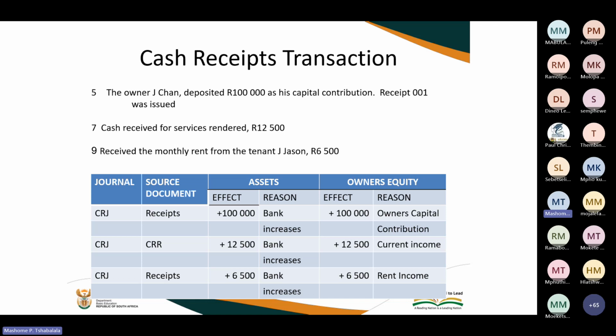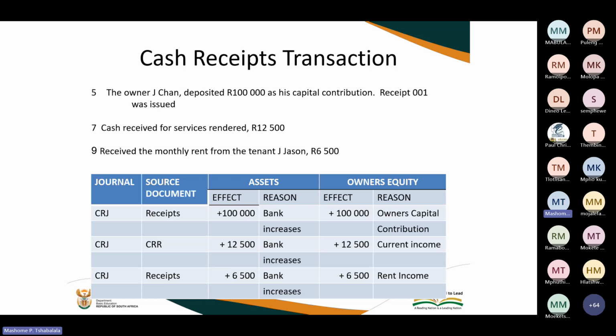Now, coming to the assets, what will happen with the assets here? Remember, the owner has contributed money to the business. This 100,000 won't be stored in the business premises, but will be taken to the bank account of the business. The effect will be plus 100,000 under assets. The reason will be the bank increases. It means the business has received money, therefore the bank account of the business will increase.